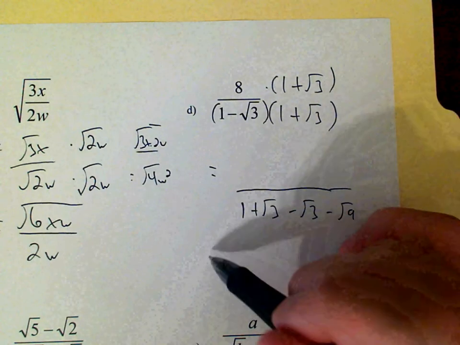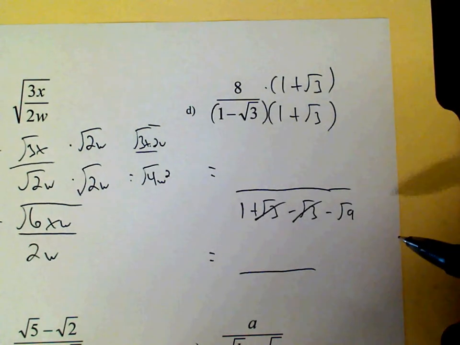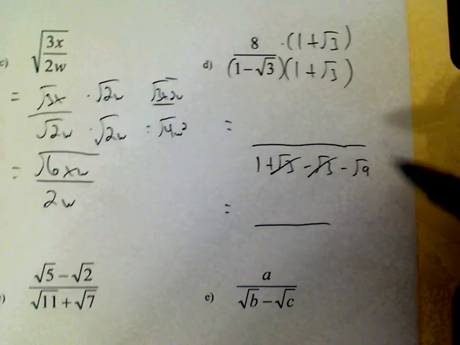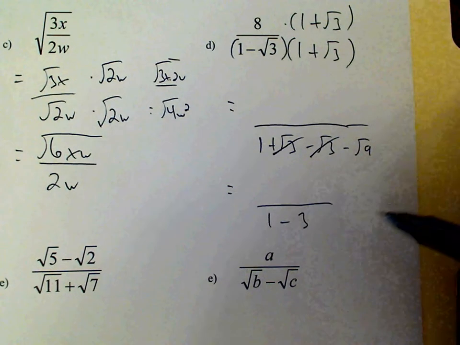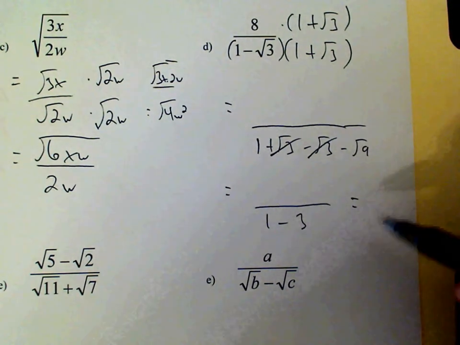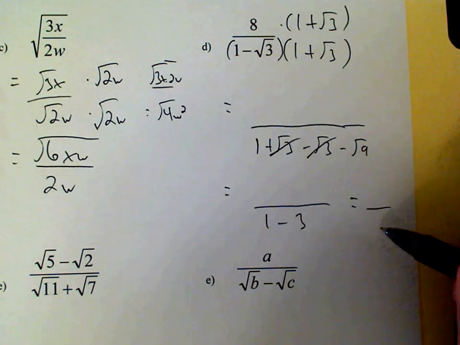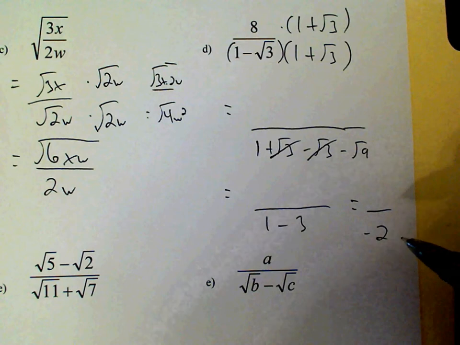I'm going to stay at the bottom. These square roots of 3 cancel, which is what we were hoping would happen. We needed that to happen. We have 1 minus square root of 9, which is 3. And you'll notice no square root. That's what we're hoping for. And 1 minus 3 is negative 2. So we know our denominator will not have a square root on the bottom.